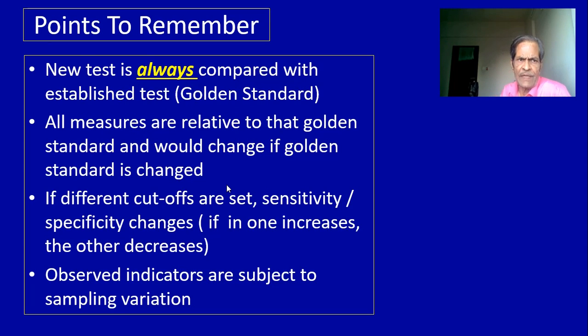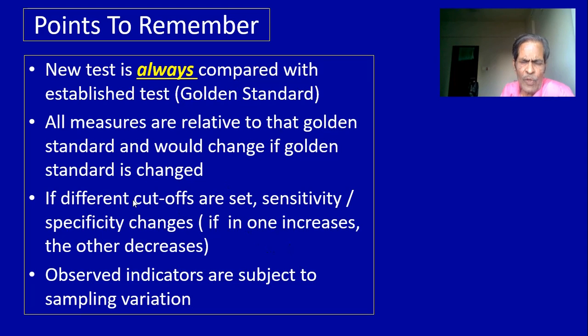Points to remember: the new test is always compared with the established test, that is the gold standard test. All measures are relative to that gold standard and would change if the gold standard is changed. So when you are reporting the indicators of the evaluation of a test, you must invariably mention what gold standard was used against which the test was compared, because the results would differ if the gold standards are different.